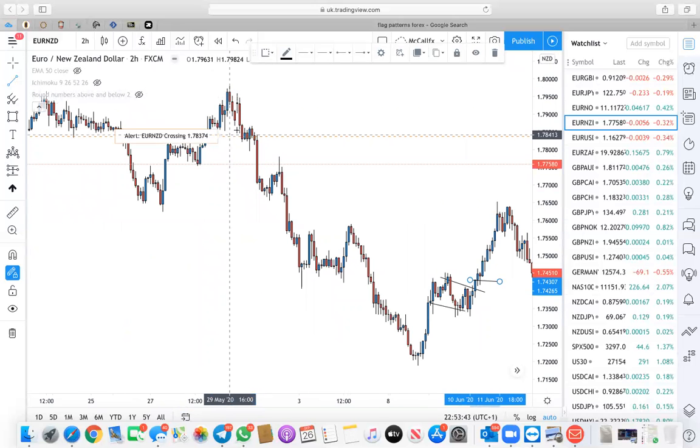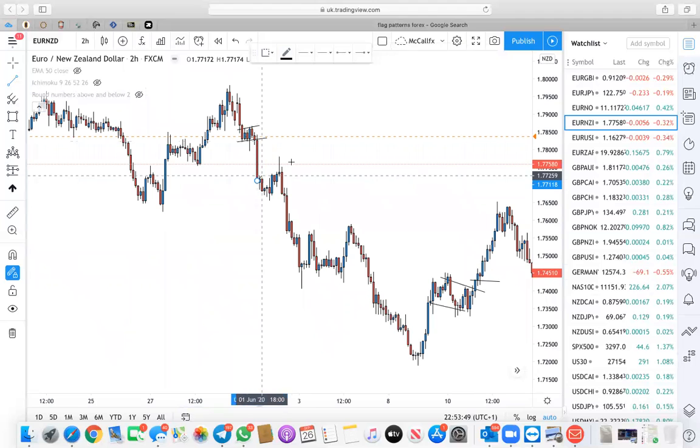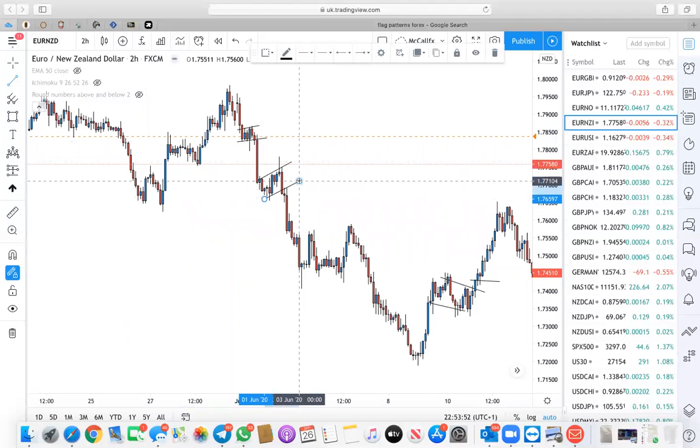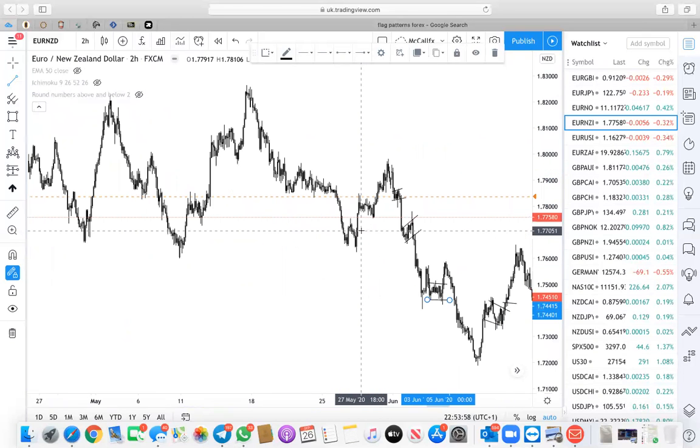Same thing. Price is coming down, I'm seeing this brief consolidation. Price broke, I take my trade. I'm seeing the next consolidation, I draw a line, price breaks, I take my trade. This consolidation, price breaks, you take your trade. Same thing with this one.